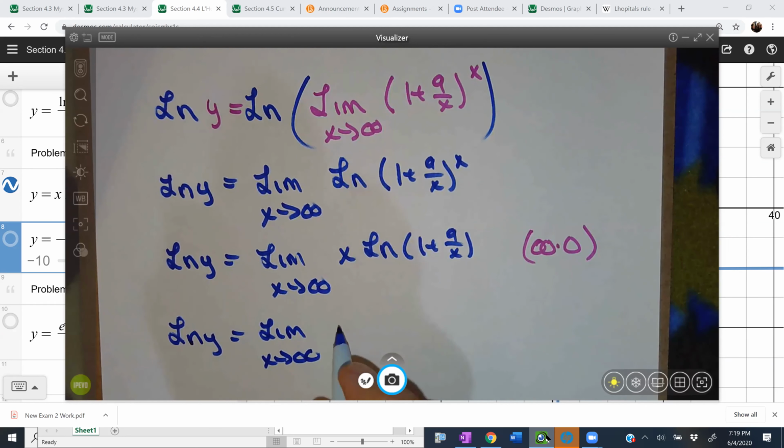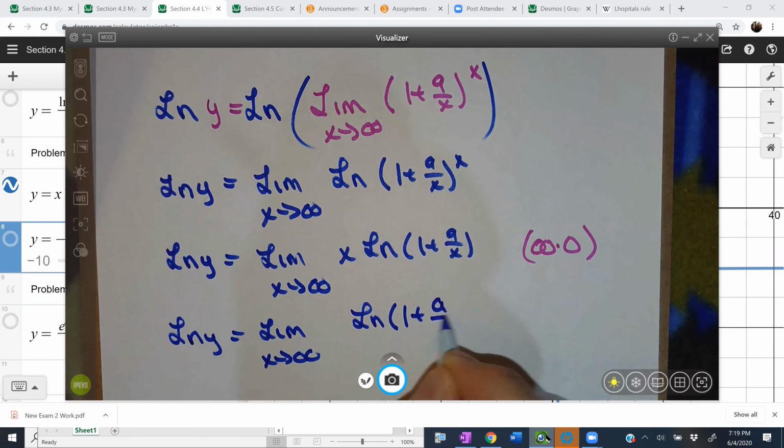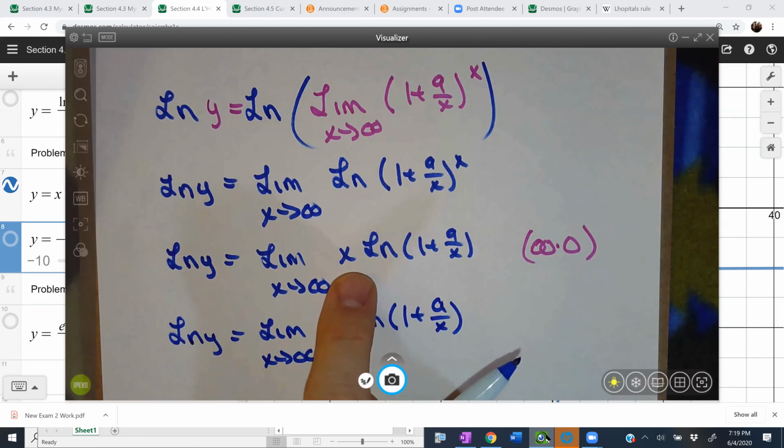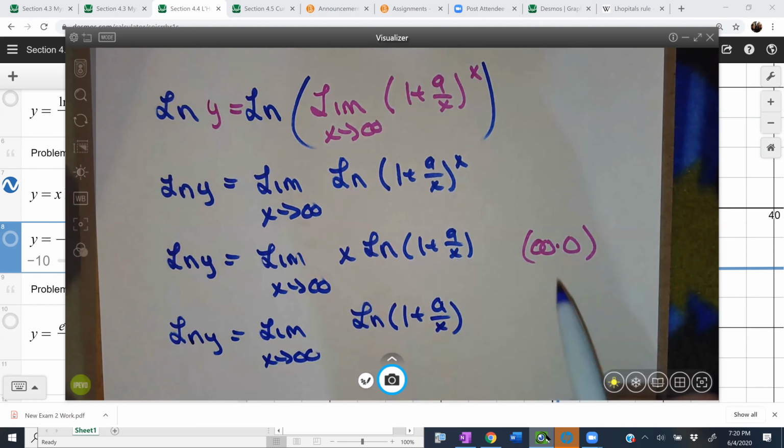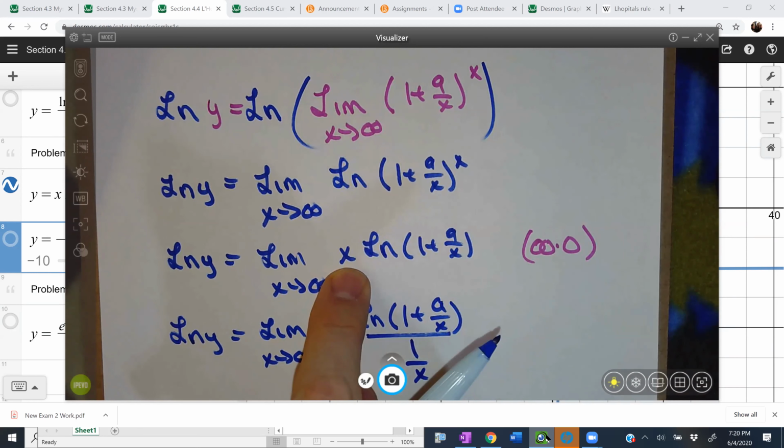We did it in our previous one. Find the derivative. I can't. Good try. I can't differentiate this yet because it's infinity times 0. It's an indeterminate form, but it's not in L'Hopital's rule form. So, a over x, say again? Divided by a over x. Nice. Multiplying by x is the same thing as dividing by 1 over x.